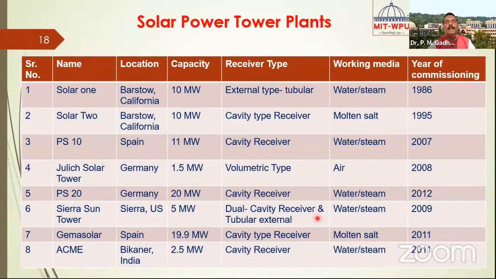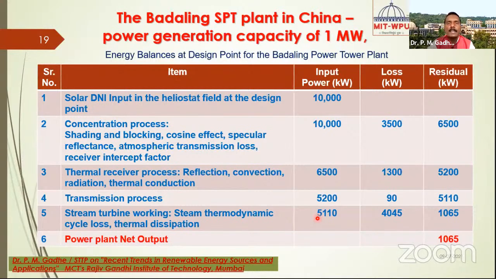Now, we'll see one case study, the Badaling solar power tower plant in China. Its design point capacity is one megawatt. For generating 1 megawatt of electricity, the input, that is the solar direct normal irradiance, required is around 10,000 kilowatt. Out of this 10,000 kilowatt, that is falling on the aperture, that is, on the mirror.